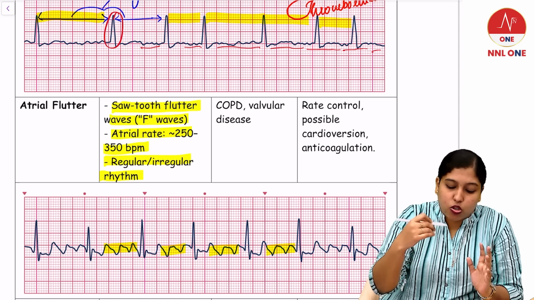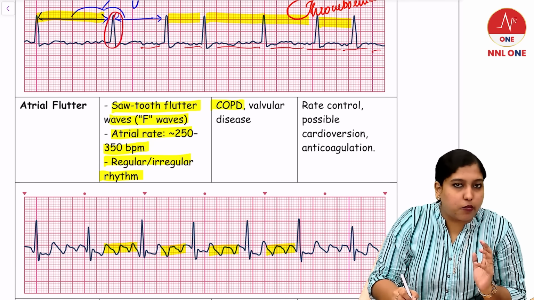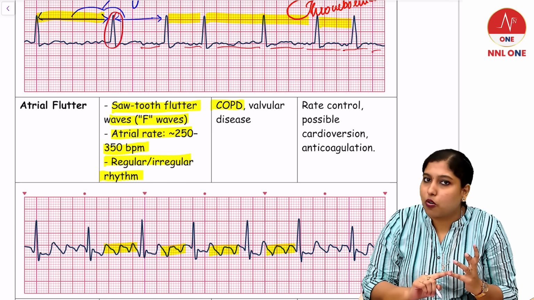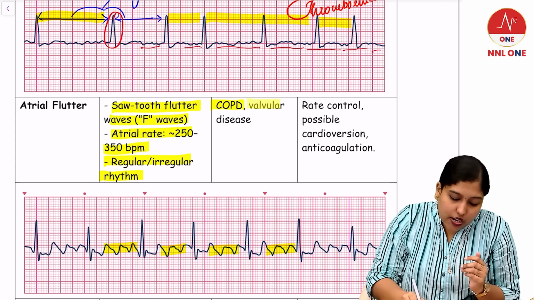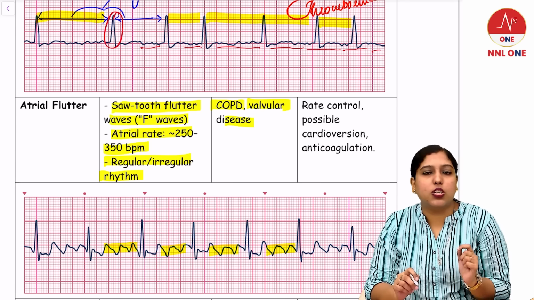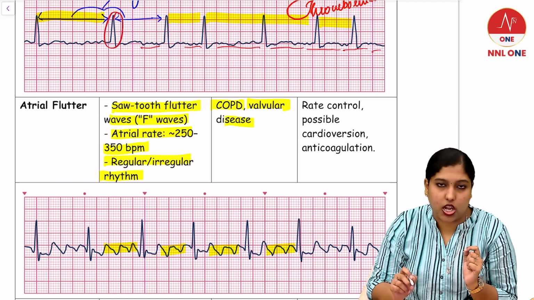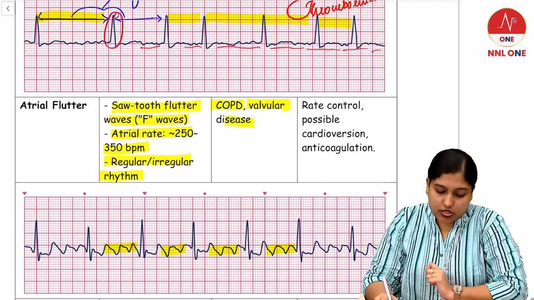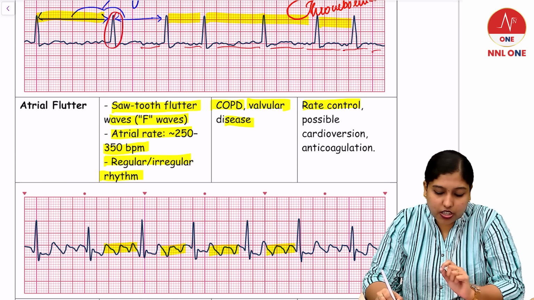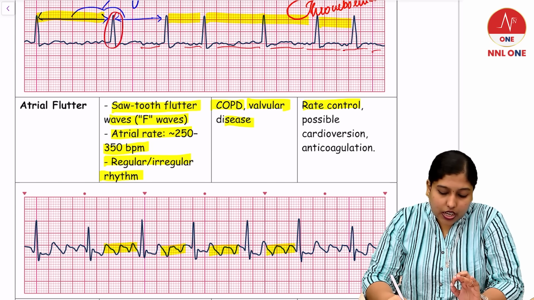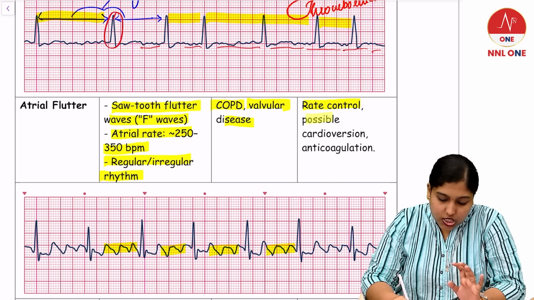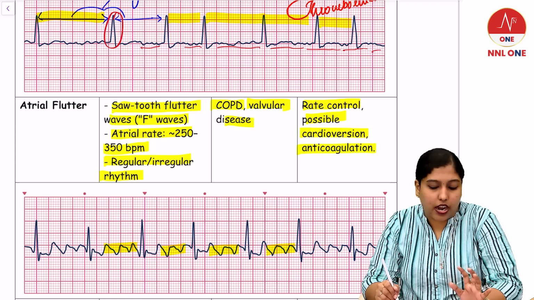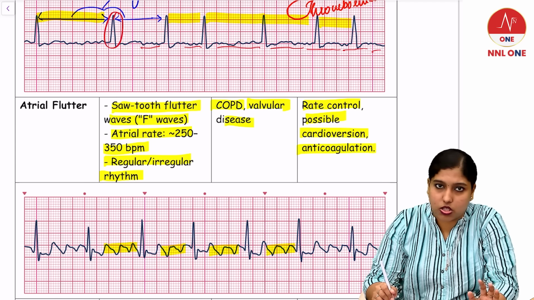Atrial flutter is most commonly seen in chronic obstructive pulmonary disease, which is a combination of two conditions, that is chronic bronchitis and emphysema. And in valvular heart diseases also, atrial flutter has a higher chance to come. Next, we have the management. What is the important nursing responsibility? First, we have to give the rate control medications, and if the patient is in a severe condition, we are going to give cardioversion and anticoagulants to this patient.